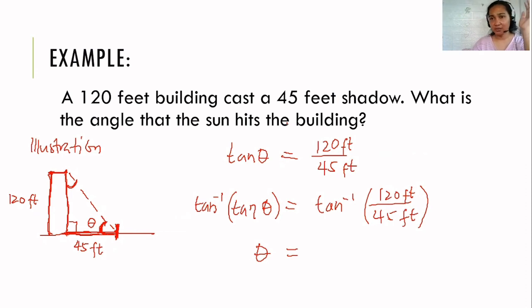Might as well use our calculator for this. That is in radian measure, so we'll have 1.2 radians if your calculator is in radian. Kindly check the unit of the angle, and if it is in degrees, that is approximately 69.4 degrees. So this angle is equal to 69.4 degrees or 1.2 radians.